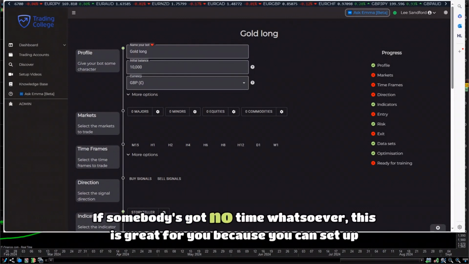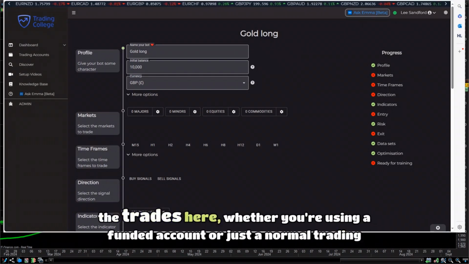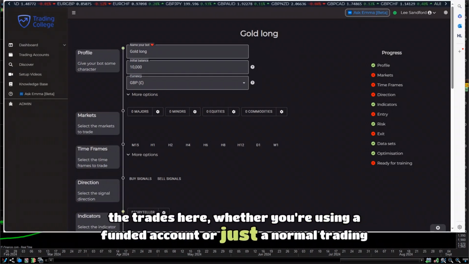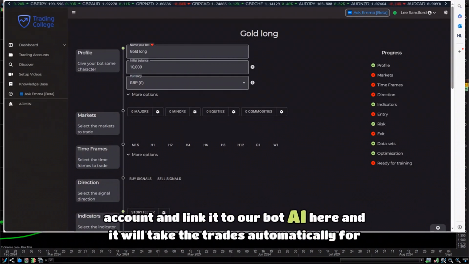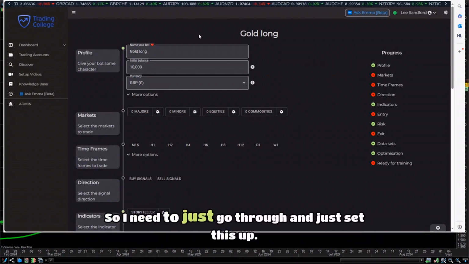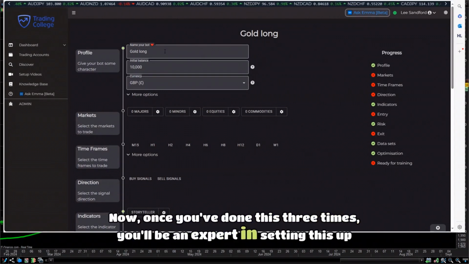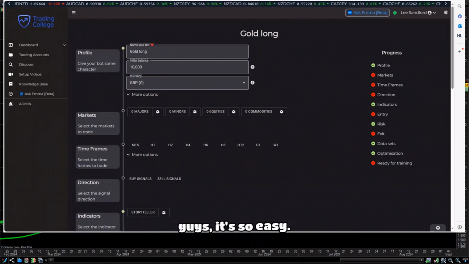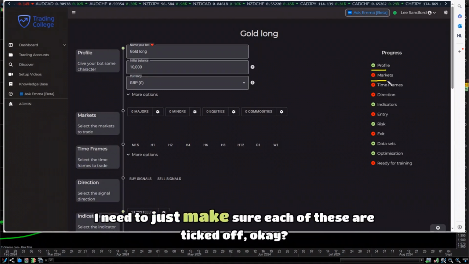If you're somebody who's got no time whatsoever, this is great for you because you can set up the trades here, whether you're using a funded account or just a normal trading account, and link it to our bot AI here, and it will take the trades automatically for you. So I need to just go through and set this up. Now, once you've done this 3 times, you'll be an expert in setting this up, guys. It's so easy because I'm following the process on the right hand side. I need to just make sure each of these are ticked off.